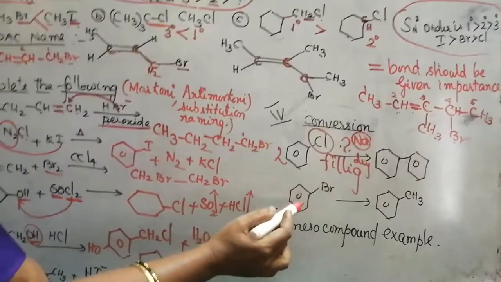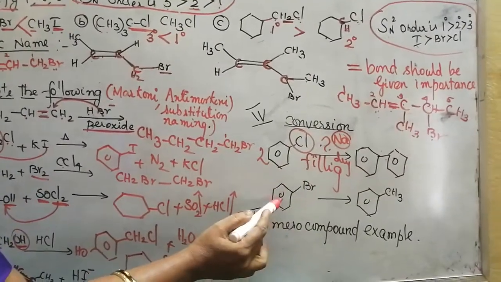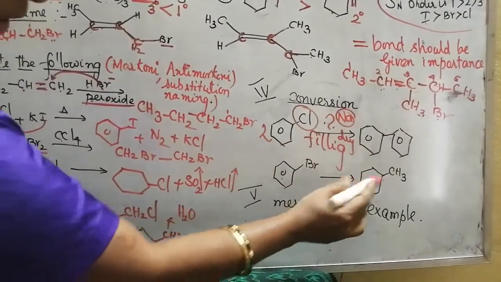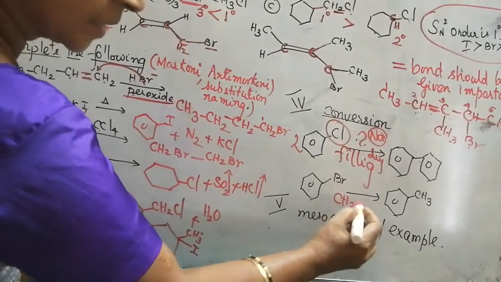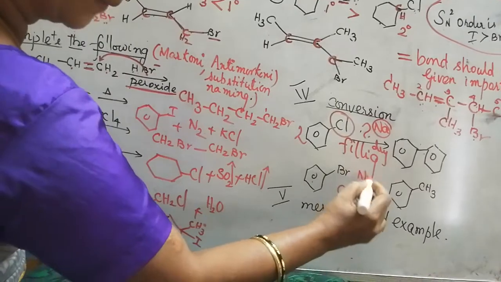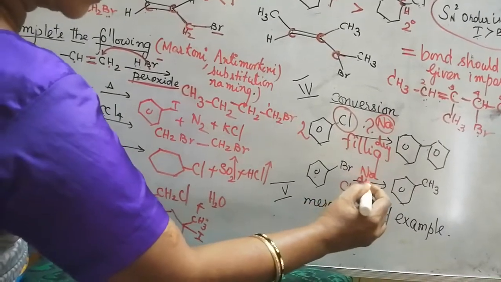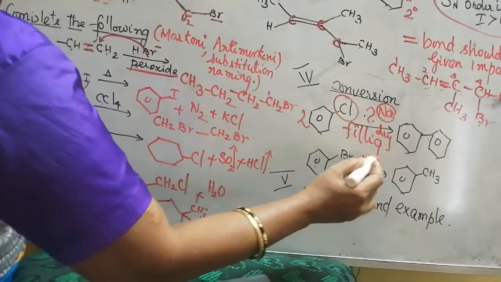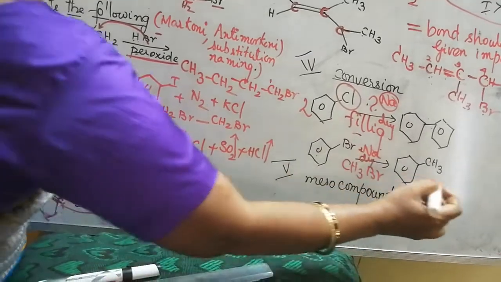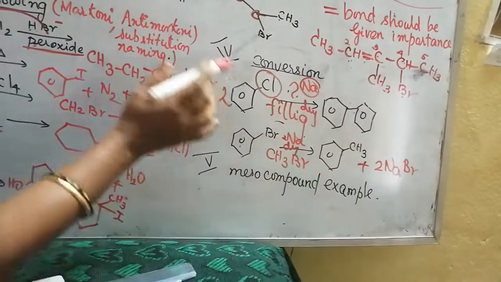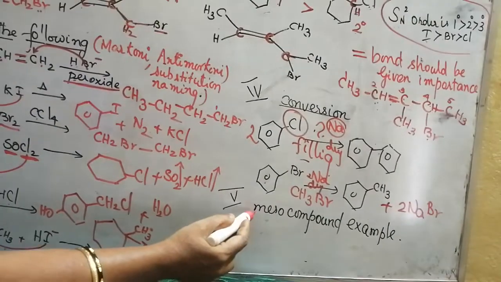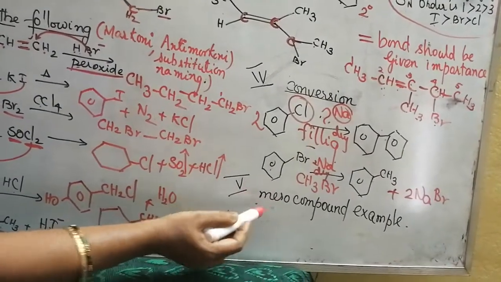Same reaction, Wurtz-Fittig reaction. Bromobenzene, how will you convert it to toluene? When you treat it with CH3Br in the presence of sodium and dry ether, what will happen? The sodium will take up the bromine and it is removed as 2NaBr. Apart from this type of question, there may be one more question like this.